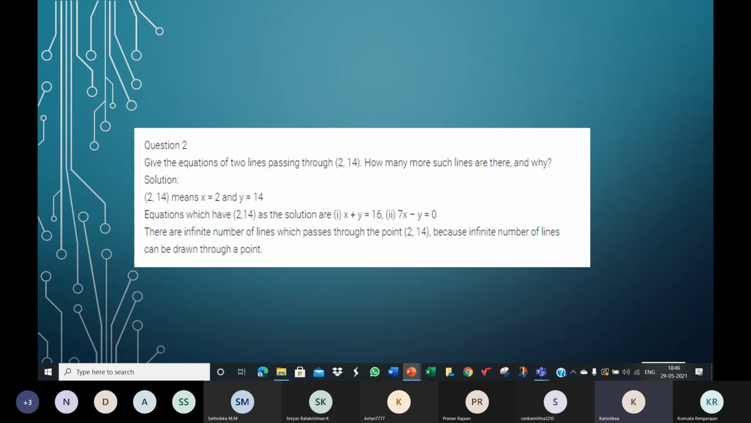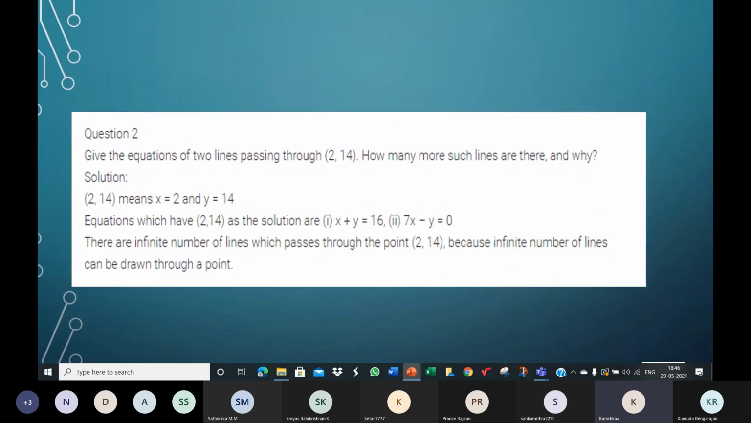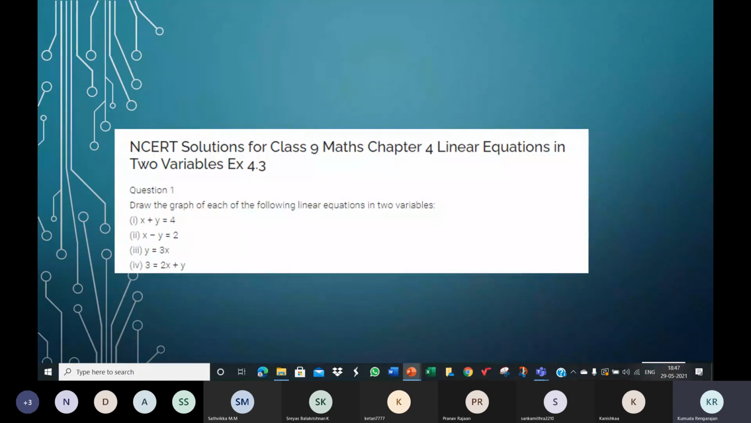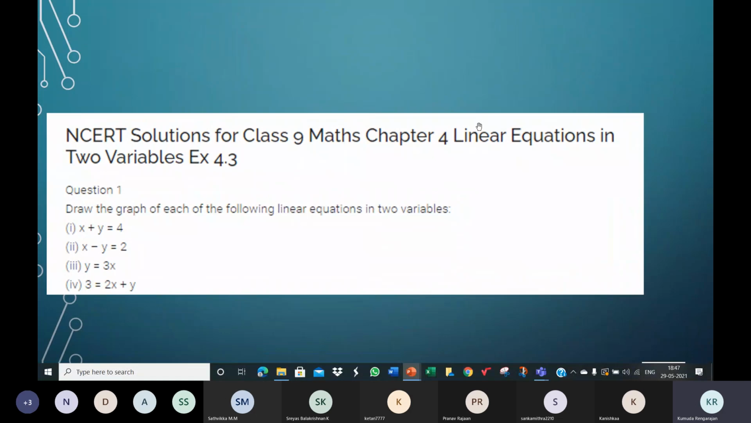Ma'am, you asked to do 2 graphs, no, ma'am? Can you send the questions, ma'am? No, darling, it's here. See here, these 2 graphs. I'll share the material. These are the 2 graphs which I wanted you to finish: x minus y is equal to 2, and this one, 2x plus y is equal to 3. Okay, ma'am.